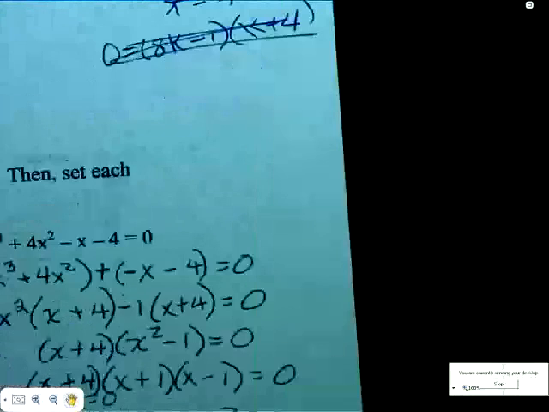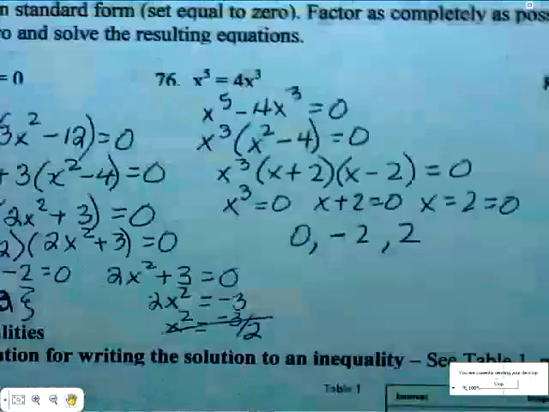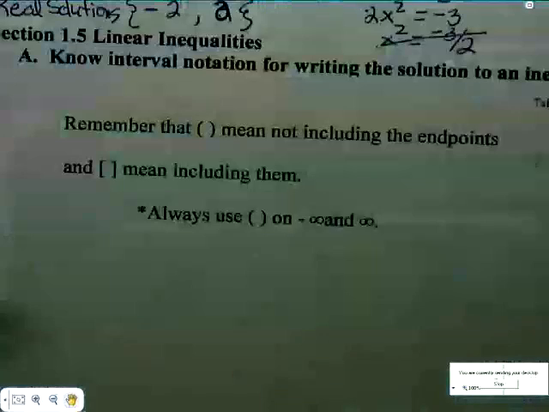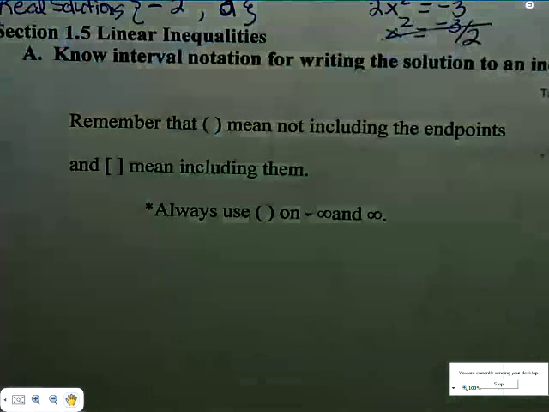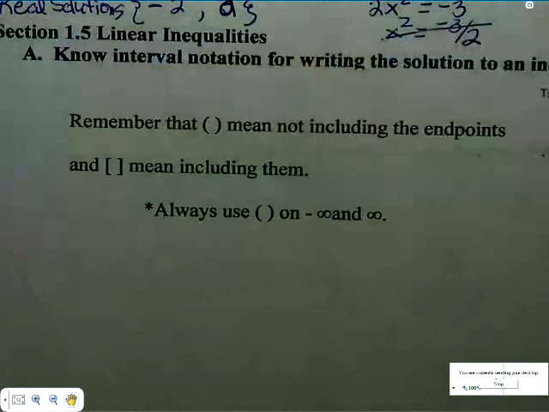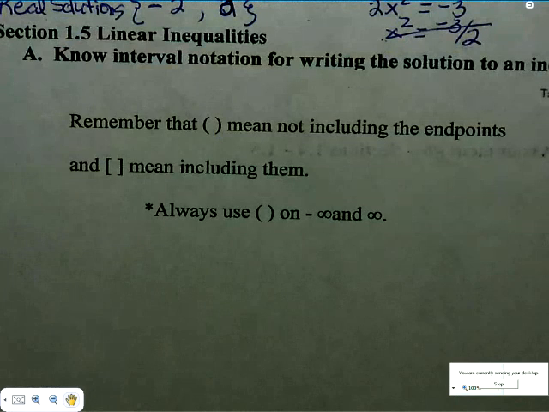All right, 1.5 is titled Linear Inequalities. What does linear mean? What does that tell you about the exponents? First degree. First degree, and inequalities tell you to be expecting what? Everything we've solved so far has been an equation. What's the difference between an equation and an inequality? The less than or greater than rather than the equal to.